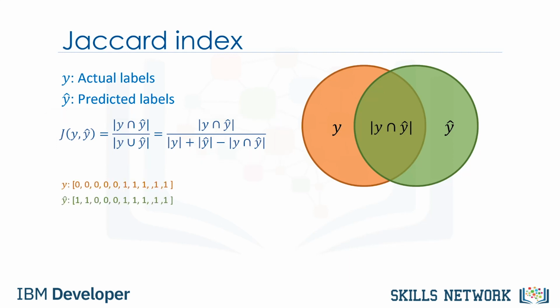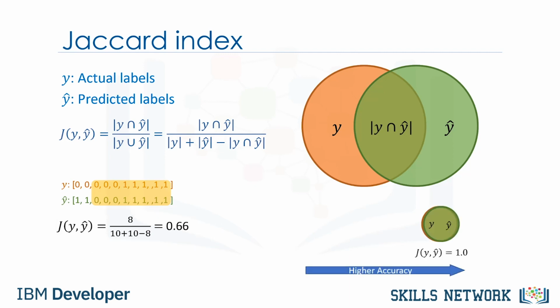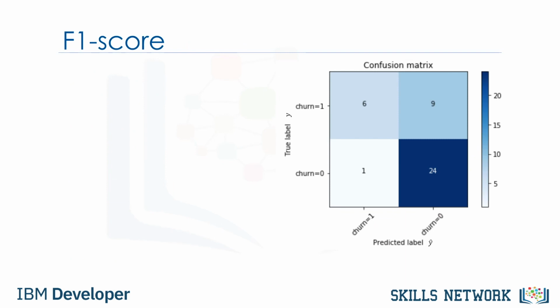For example, for a test set of size 10 with 8 correct predictions, or 8 intersections, the accuracy by the Jaccard Index would be 0.66. If the entire set of predicted labels for a sample strictly matches with the true set of labels, then the subset accuracy is 1.0. Otherwise, it is 0.0. Another way of looking at accuracy of classifiers is to look at a confusion matrix.